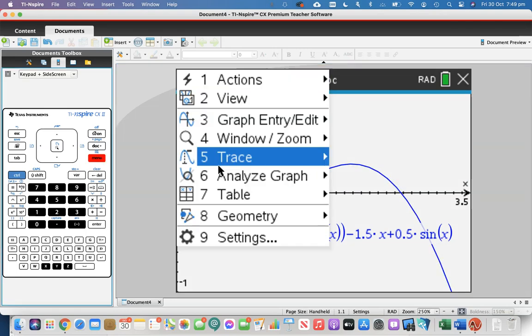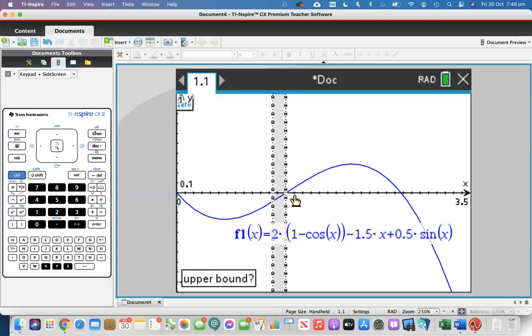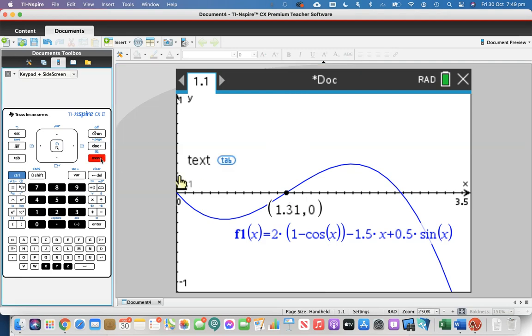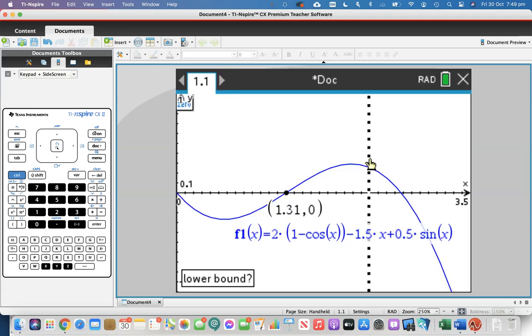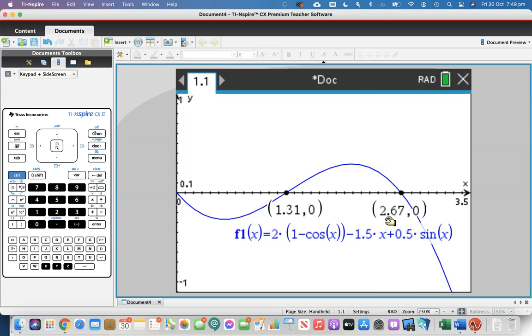So I go to menu, I go to analyze, I go to 0, click to the left and to the right of 1. There it is there. Menu, analyze, 0, click to the left and right on the other side, and I've got another one. And you can see at 1.31, this thing here equals 0. At 2.67, this thing here equals 0. So I've got 1.31 and 2.67.